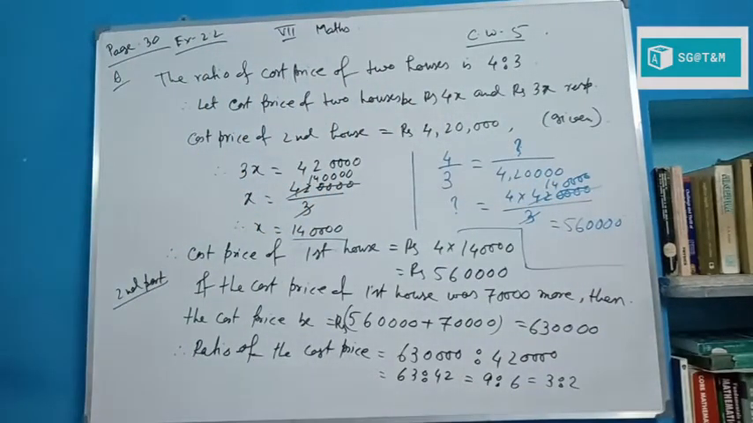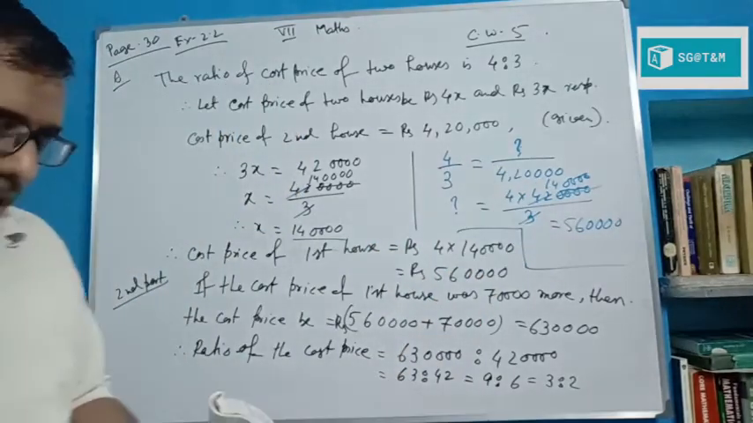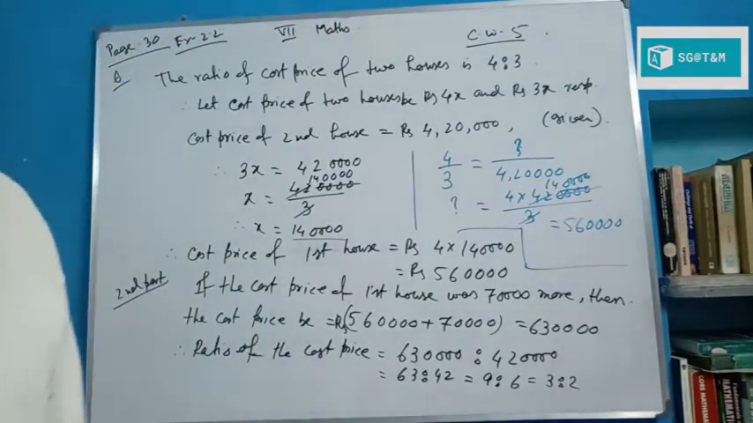5,60,000. You can do it in this way also. Follow any one of the methods, so no problem at all. That's all.